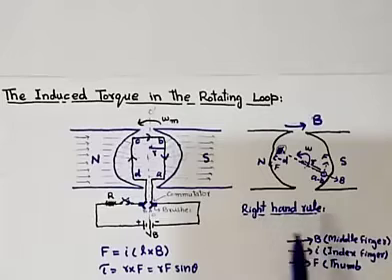According to Fleming's right-hand rule, the middle finger will be placed in the direction of the magnetic field, the index finger will point in the direction of the current, and the thumb will show the direction of the force. So now let us find what is the force which is experienced here.